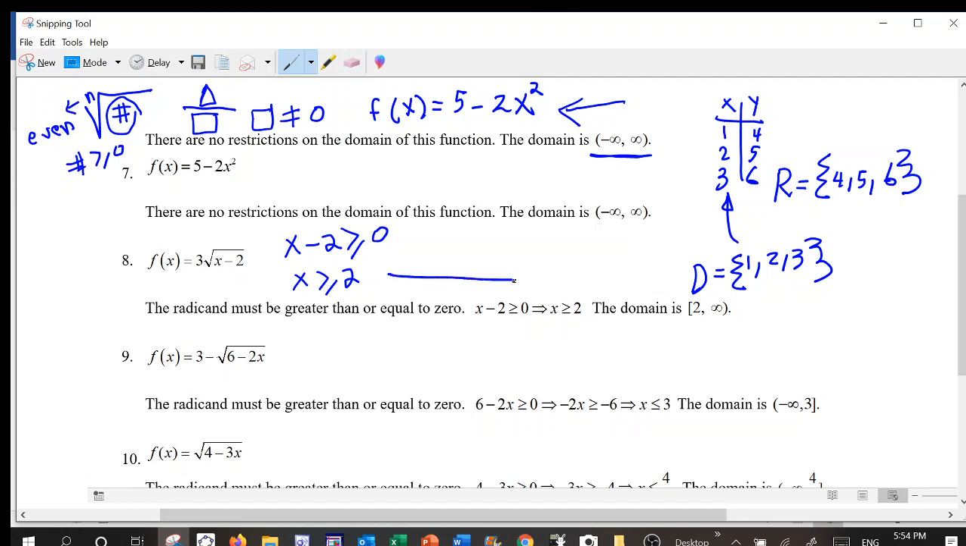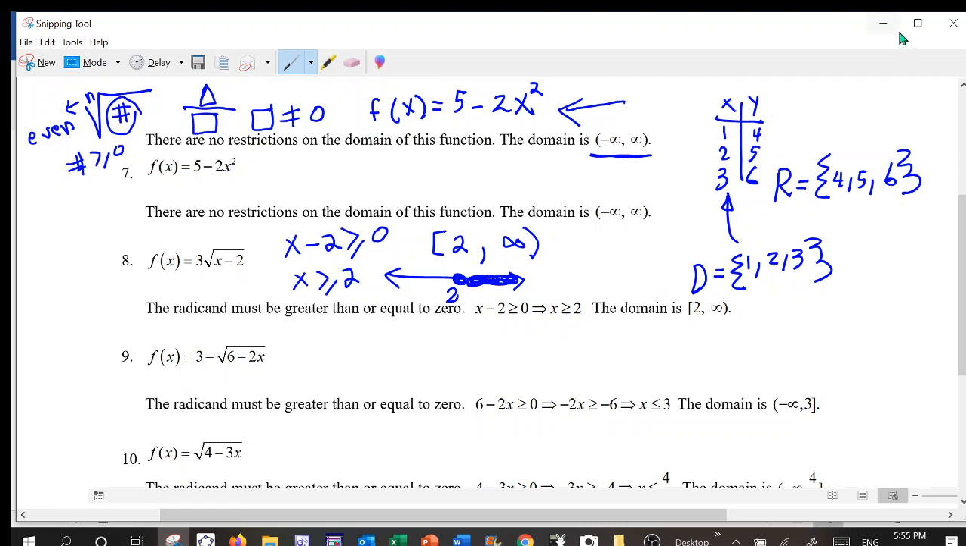So if you put it on a number line, that means go to 2 and every number to the right of it. So that means 2, right, comma what? Comma infinity. That's how we write it. Okay, now let's do a few more in this section.